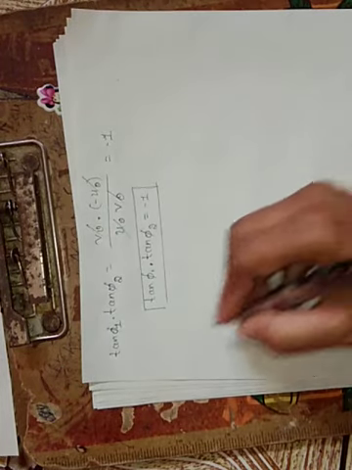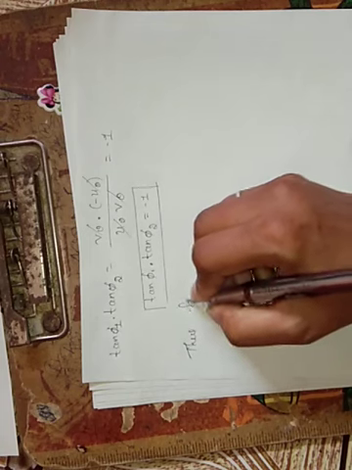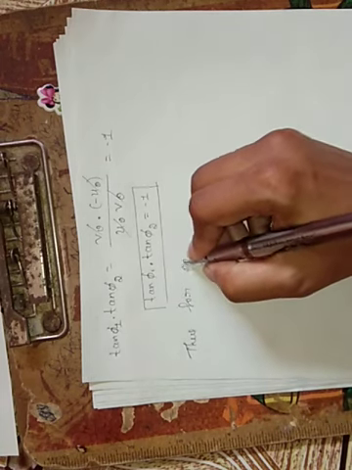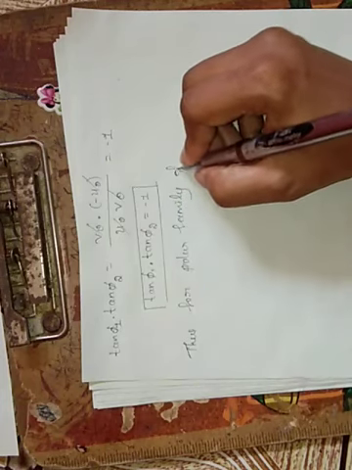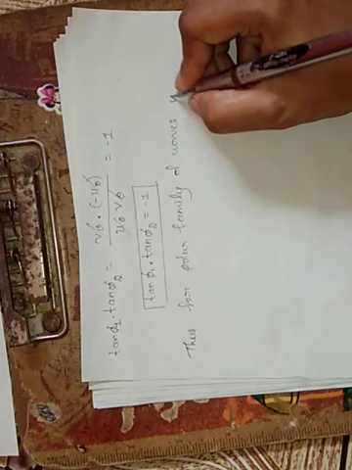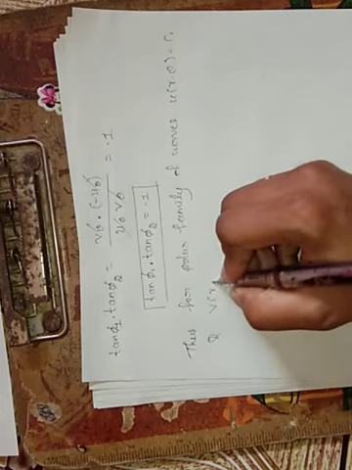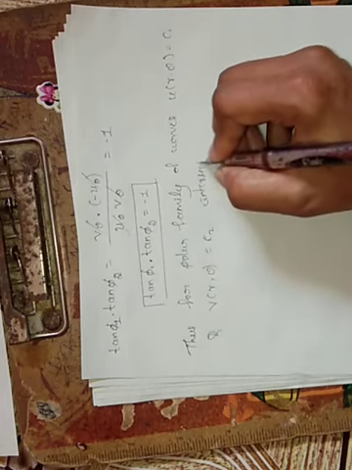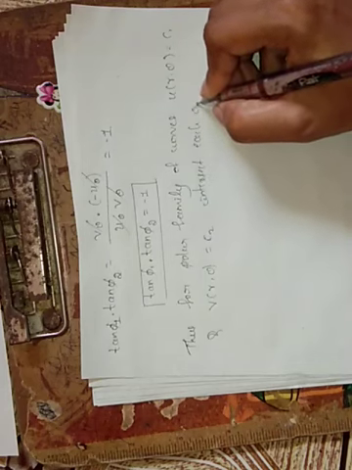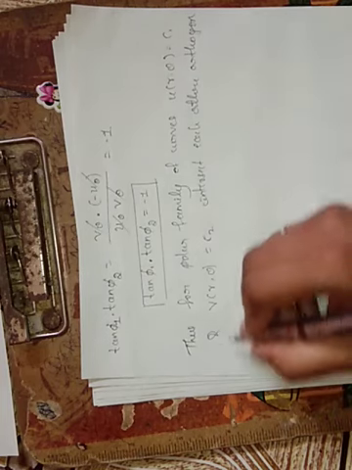Thus for the polar family of curves u of r comma theta equal to c1 and v of r comma theta equal to c2 intersect each other orthogonally. So that we have proved.